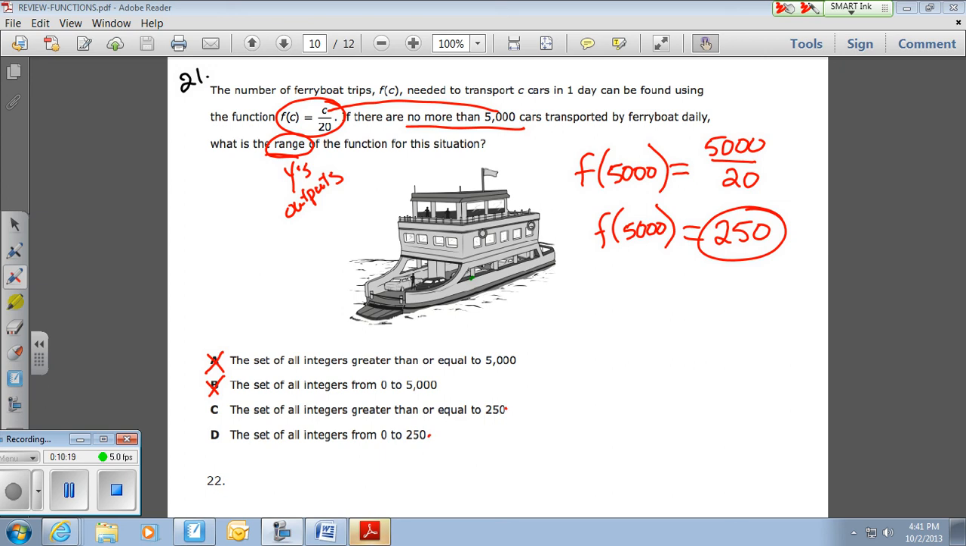Now, we talked about how 5,000 cars is the most, so 250 is the highest of our range. So they could do less than 5,000 cars. So it's going to be everything from 250 and below, and it's not going to go below 0 because you're not going to have negative cars that can be transported. So the only one that makes sense is letter D. We know it's not greater than 250. We know that 250 is the maximum. So it's going to be less than 250, but also greater than 0. So D is the only one that makes sense.